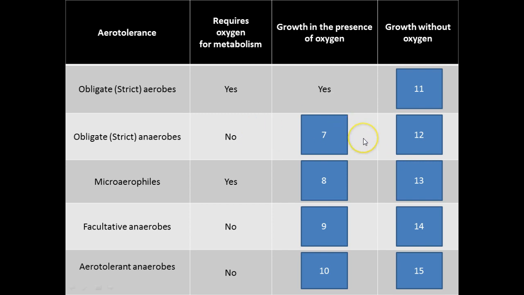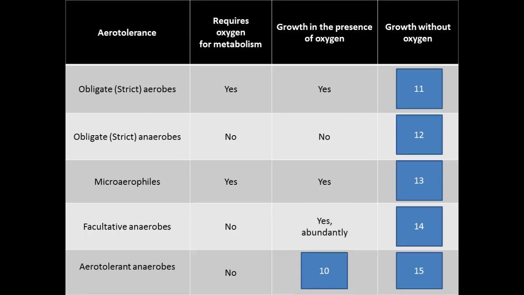Anaerobes, can they grow in the presence of oxygen? No, they're actually harmed by it. Microaerophiles, yes, but again, small concentrations of it. Facultative anaerobes, can they grow in the presence of oxygen? Yes, quite abundantly at that. Aerotolerant anaerobes, yes, as the name implies, aerotolerant. They can tolerate oxygen. They can grow in the presence of it.